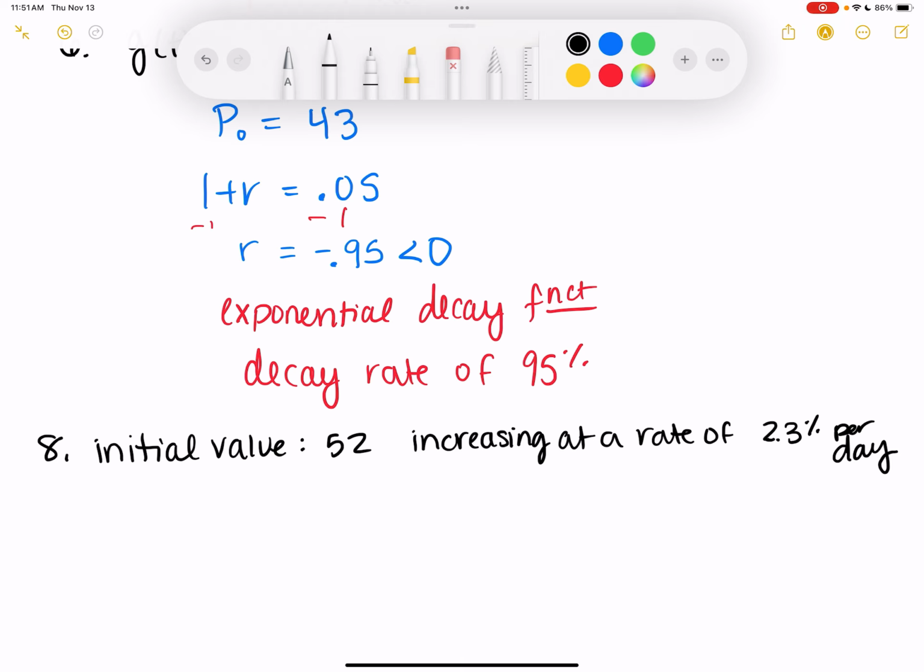So that tells me that P0 is 52. If you didn't already write it that way, you can write it that way now. I know that the rate is 2.3% and it's increasing, so that's a growth rate. So R is equal to 0.023. But in the parentheses, when I write my equation, it's 1 plus that value. So 1 plus R is 1.023.